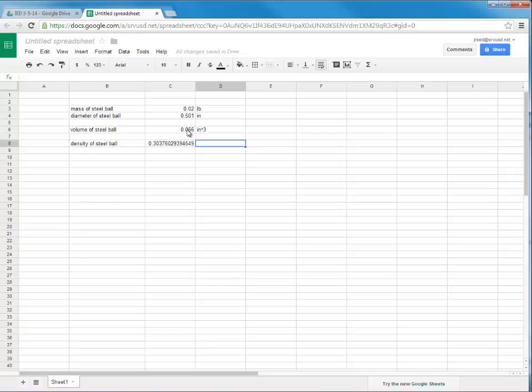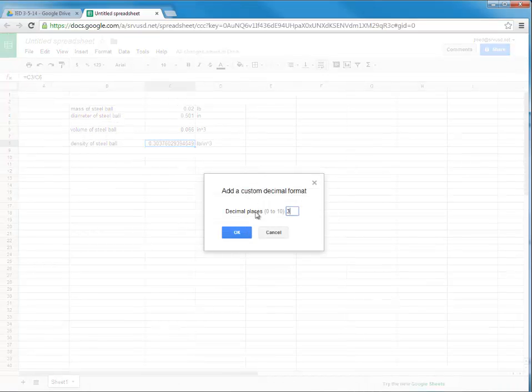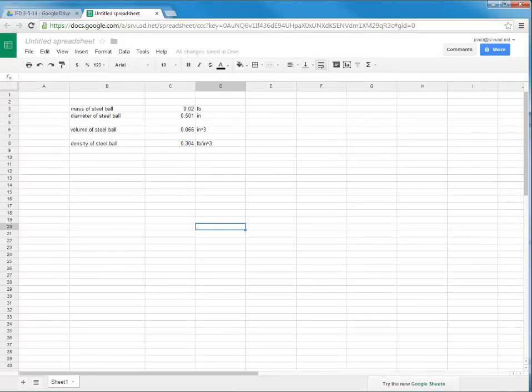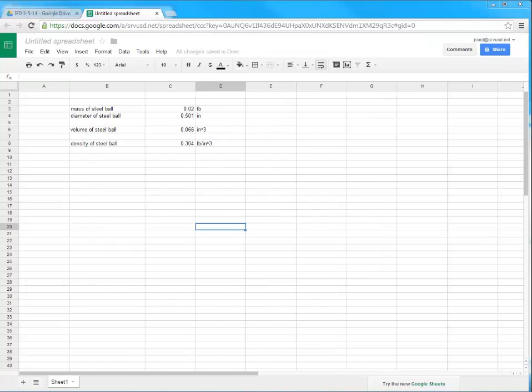And I'm going to immediately put in the right units. And I know what they are because I have them in column D. So it's pounds per cubic inch. And again, I'm going to come here and make this into 3 decimal places. And I've got my answer, 0.304. And I cut it off here in my manual calculation at 0.30, but there was a 4 there, if I remember correctly. So that's the way you make a spreadsheet which can do your calculations for density.